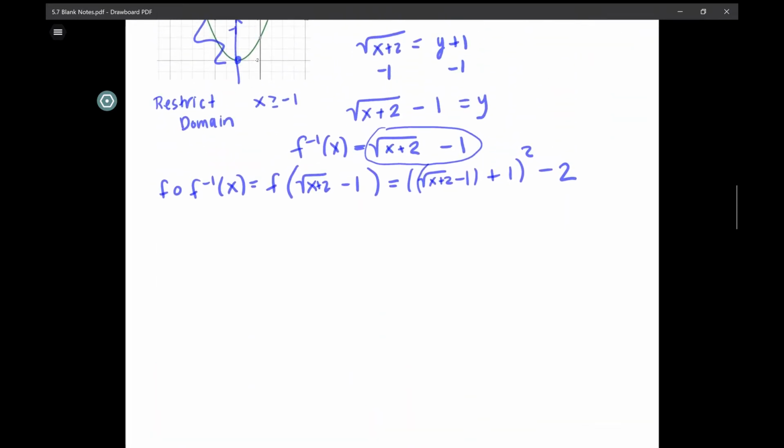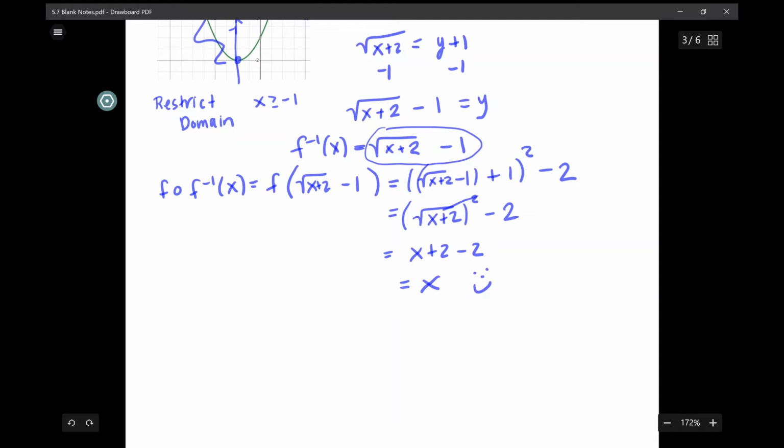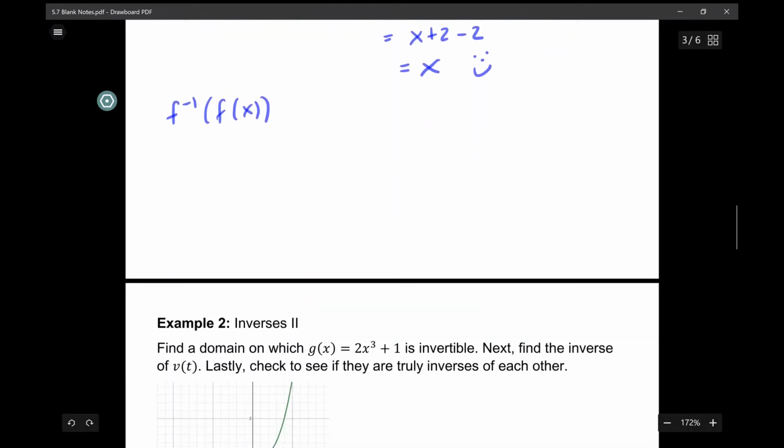Now I simplify to hopefully get x at the end of this. Equals, inside my parentheses, I have square root of x plus 2 minus 1 plus 1. So that's just going to be the square root of x plus 2. The minus 1 and the plus 1 cancel each other. Squared minus 2. Well, the square root and the radical cancel each other. So that gives me x plus 2 minus 2, which gives me x. Awesome. That's what we are hoping for when we compose the functions. On your own, I would like you to compose f inverse of f of x. Double check that it equals x. All right, let's go on to example 2.